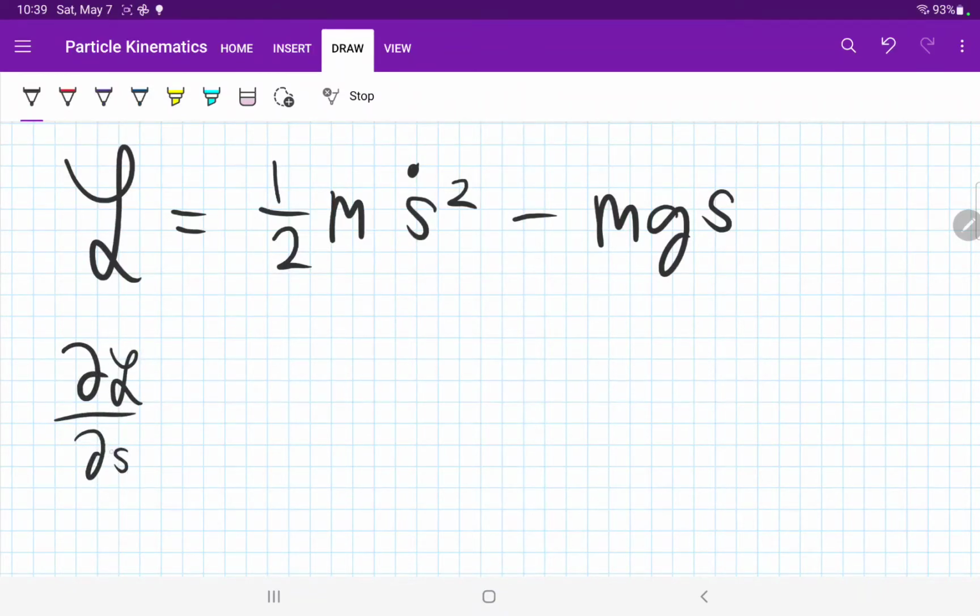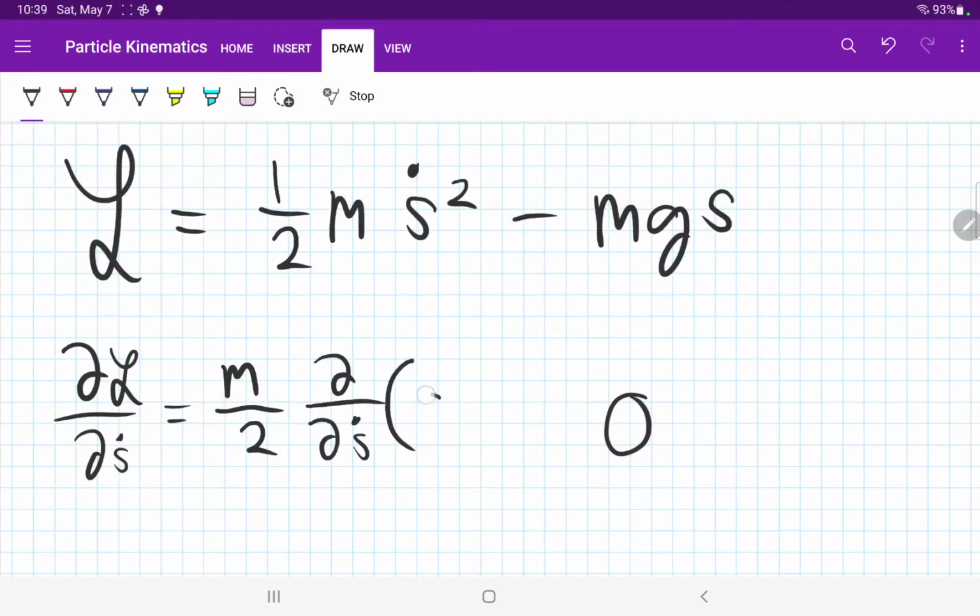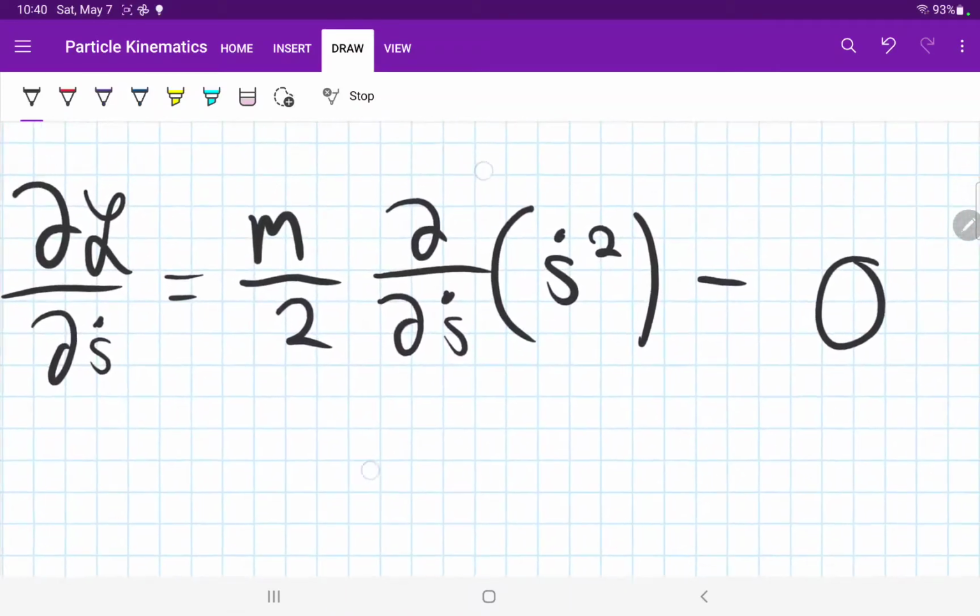So what we want again is d Lagrangian ds dot. So if we take this derivative and we look for the s dots, well, this term would be a 0, but then we do have something here. So we'll factor out the m and 2 because those are constants. We're going to do d ds dot applied to s dot squared. Okay, and remember mgs, it's just s. It's not s dot. So mgs itself is a constant when we are taking the derivative with respect to s dot.